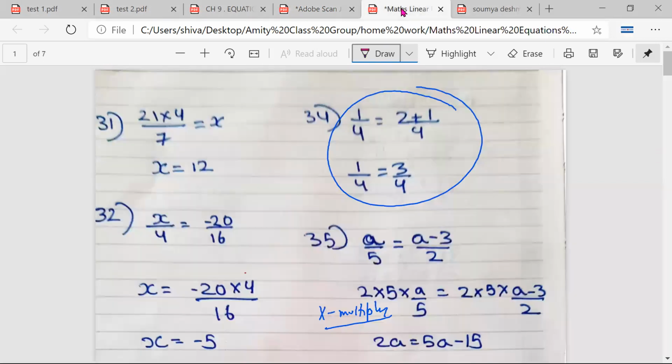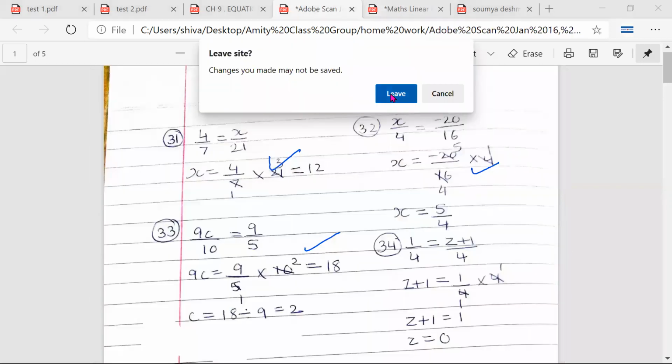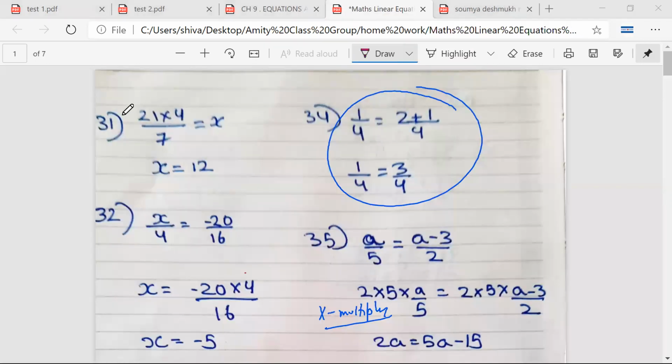So, okay, so there are few things I wanted to discuss here. यार ये क्या है? क्वेश्चन 34 क्या था?